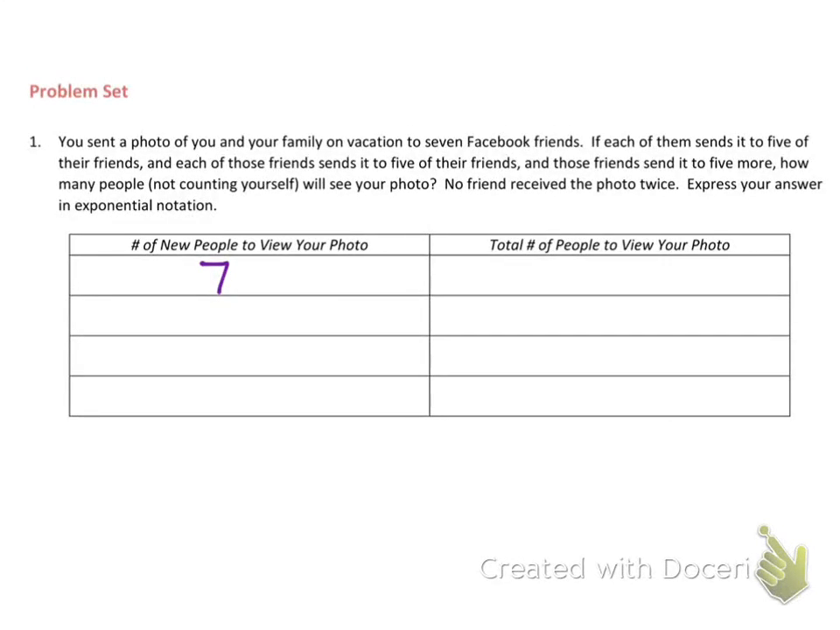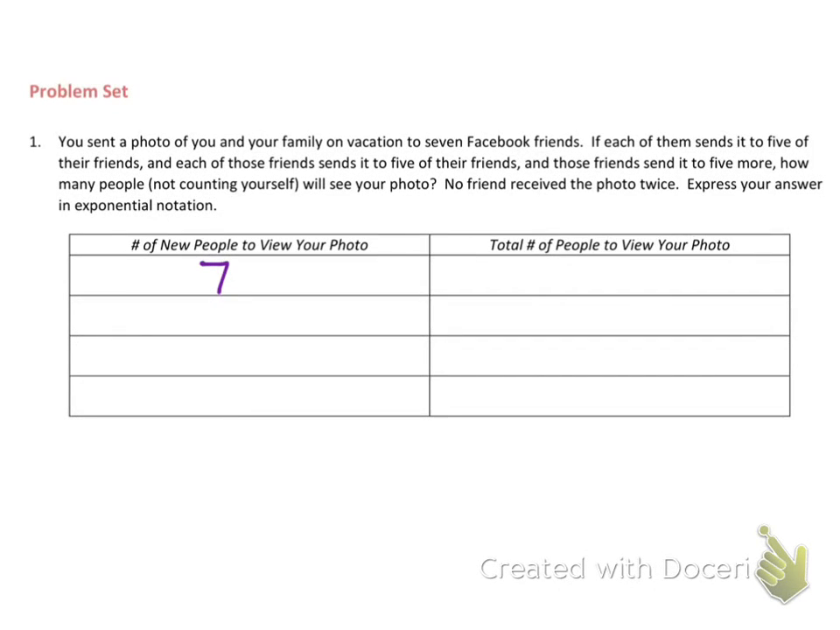All right, so the first problem has to do with these vacation photos that were initially sent to 7 people. And so we've got, the first number of people to view the photo was 7. But each of them sends it on to 5 of their friends, and so on. And we want to know how many people saw the photo, and we want our answer expressed in exponential notation.